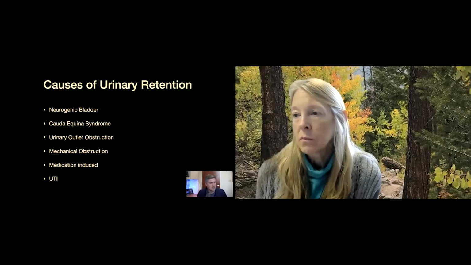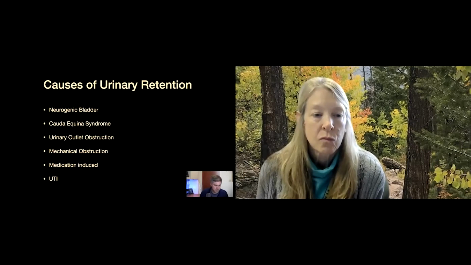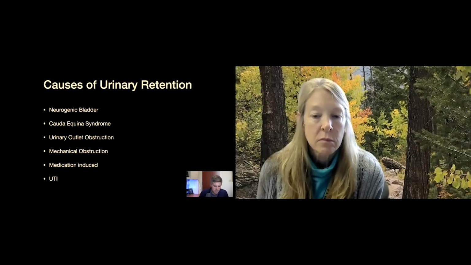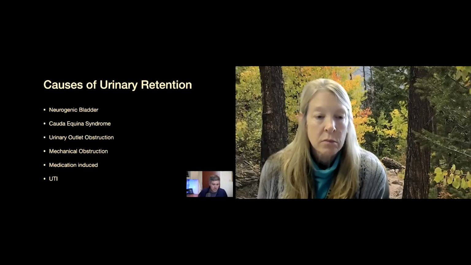That differential includes things like a neurogenic bladder, some form of cauda equina syndrome or cord compression syndrome, some urinary outlet obstruction. Maybe there's a mechanical obstruction, a medication-induced obstruction, or some form of a UTI that's causing inflammation and things are being obstructed. I've definitely seen different examples of these. You could think about urinary outlet obstruction. A great example of that is BPH, benign prostatic hypertrophy, where the prostate becomes so big that it pinches off that urinary outlet.